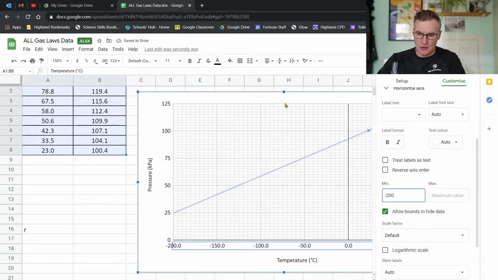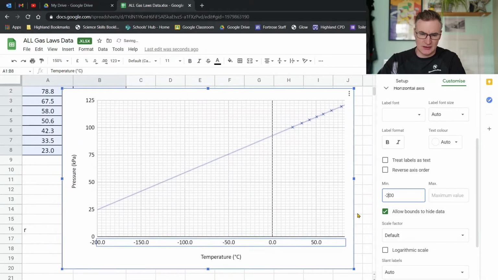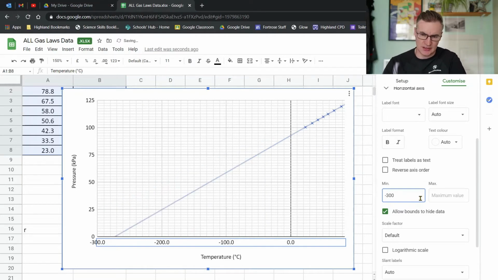200. So what you can see is as we extend the axis, the x-axis back, the trend line is continuing and it is coming straight down, but we need to go a little bit more. We need to get some more, so go to minus 300. Some of you may have already figured out where this is going.